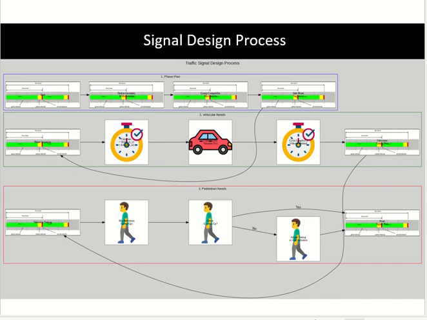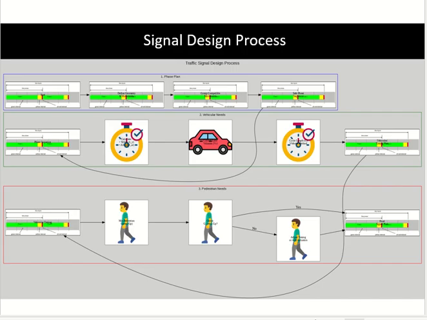Anyways. The first activity in signal design is a phasing plan. Phasing plan means what? A group of movements which will move together. That is one phase. The movements which move together from the intersection constitute one phase. So a phasing plan means you will make multiple groups and you will decide about their sequence.